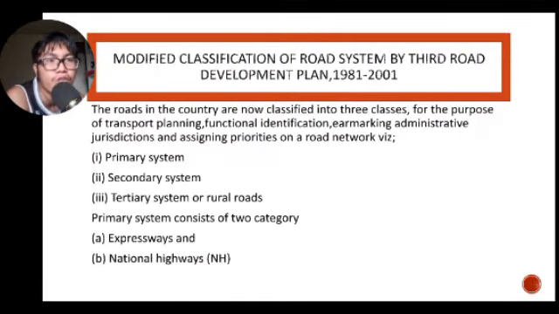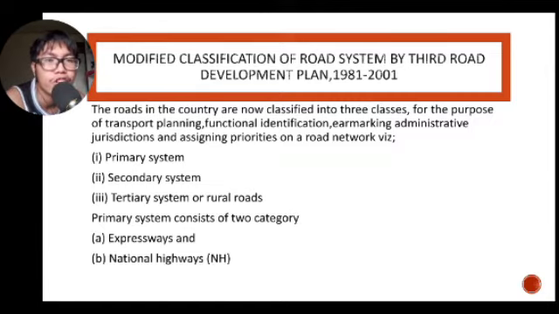Modified classification of road system by Third Road Development Plan 1981 to 2001. The roads in the country are now classified into 3 classes for the purpose of transport planning, functional identification, making and administrative jurisdiction, and assigning priorities on a road network. The primary system, secondary system, tertiary or rural roads.